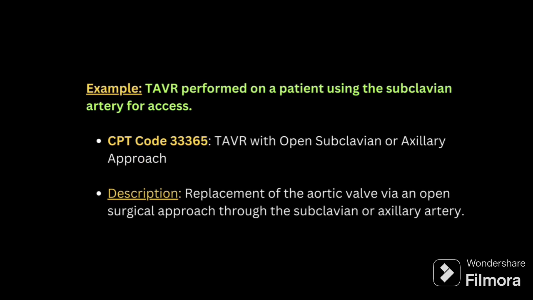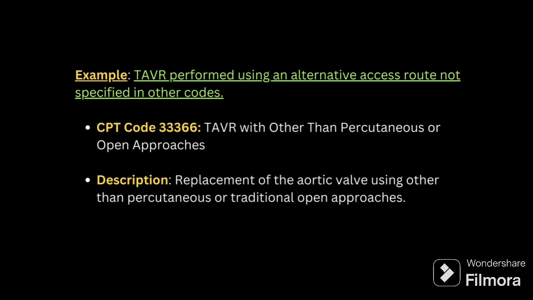Next example, TAVR performed on a patient using the subclavian artery for access. For this, we are giving 33365, TAVR with an open subclavian or axillary approach. Description: replacement of aortic valve via an open surgical approach through the subclavian or axillary artery. Next, TAVR performed using an alternative access route not specified in other codes. For this, we are giving 33366, TAVR with other than percutaneous or open approaches.